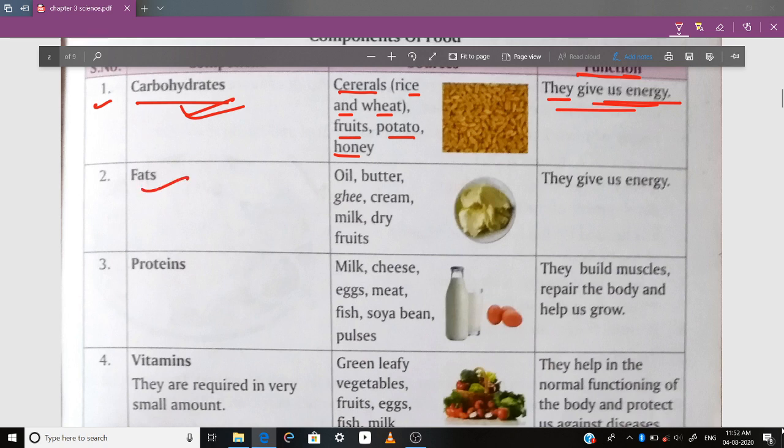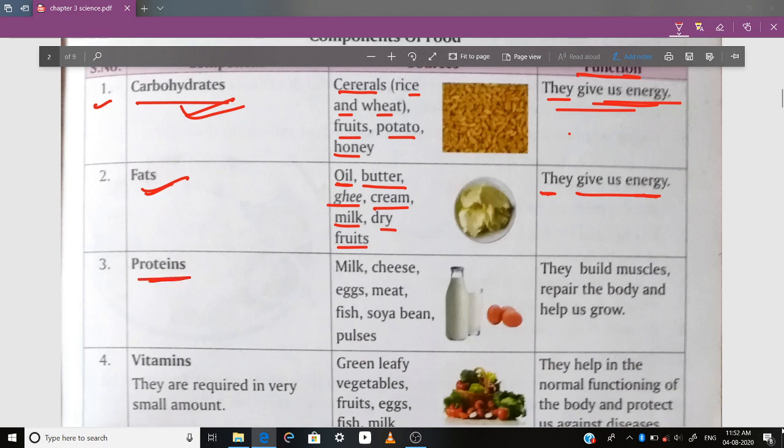Then let's talk about fats. Sometimes we say, oh, I will not have this food because this is too oily, so it has too much fat. What are the sources of fats? Oil, butter, ghee, cream, milk, and dry fruits. These are the main sources of fats. And what is the function? What do fats do? They also give us energy. So carbohydrate as well as fat, they both give us energy.